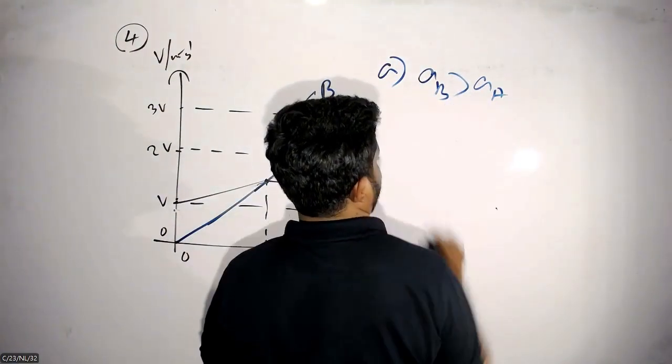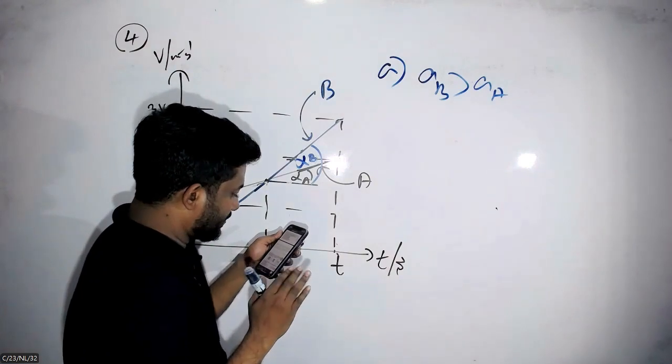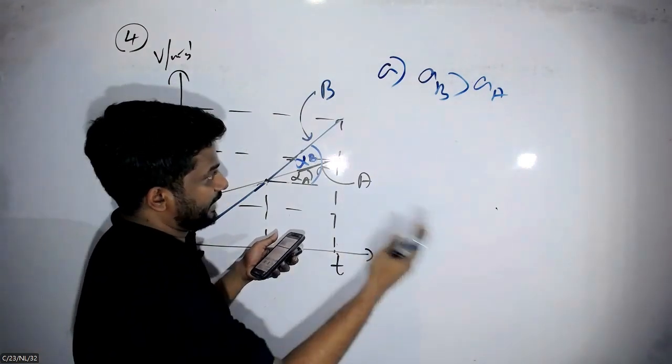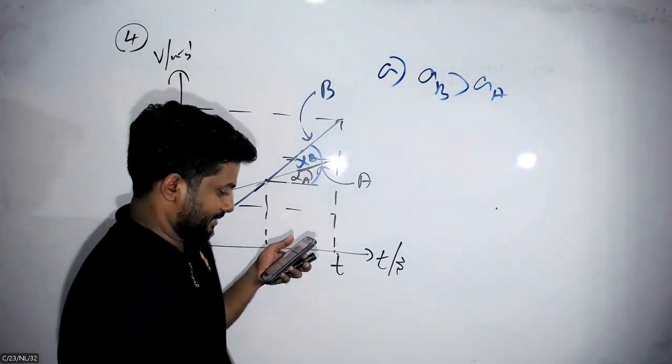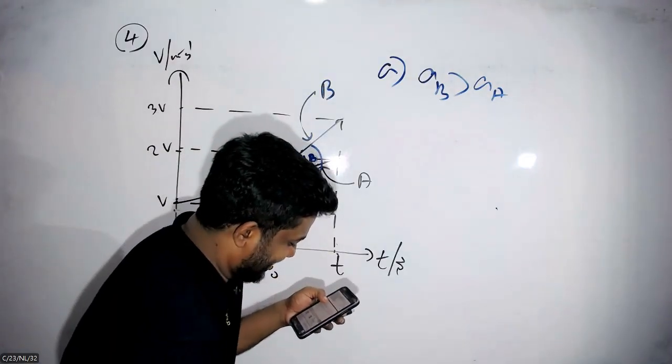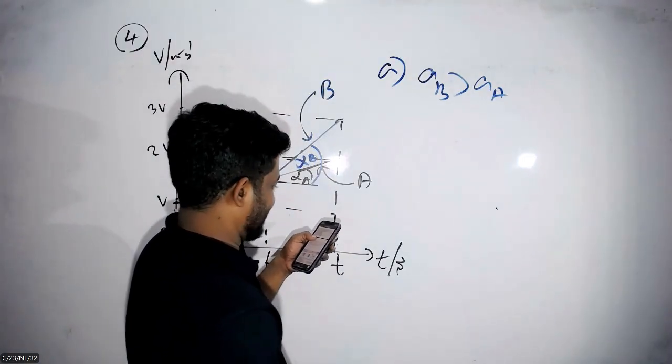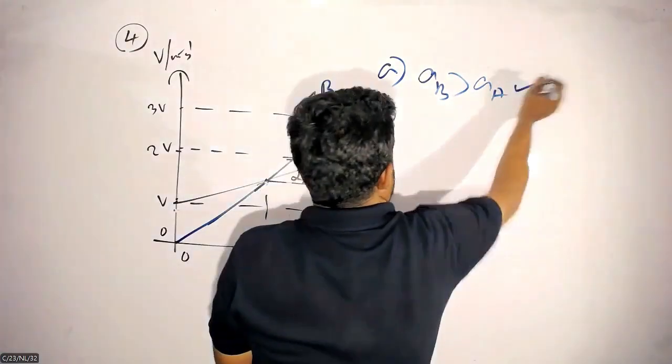Acceleration of object A is less than the acceleration of object B. If B is greater, A cannot be greater. Statement A is a correct statement.